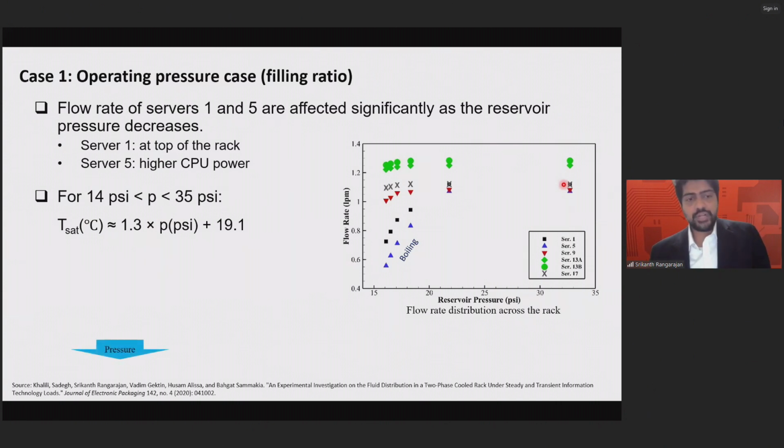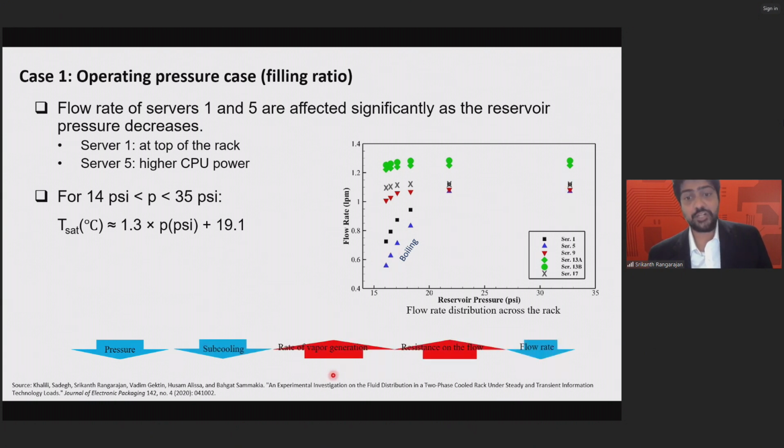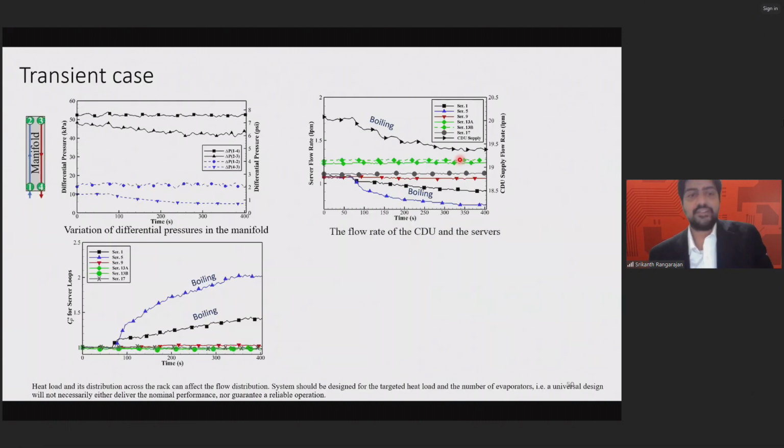When we are able to regulate the system pressure, the subcooling really reduces and the rate of vapor generation goes up, and it induces a resistance on the flow, and then the flow rate reduces. So we were able to readily see which servers were undergoing boiling and which servers did not undergo boiling just by measuring the flow rate. And one other thing is that an optimized cold plate, when we put it in a rack-like system, might not become really optimal because there are a lot of interactions that can happen, and we have seen that here.